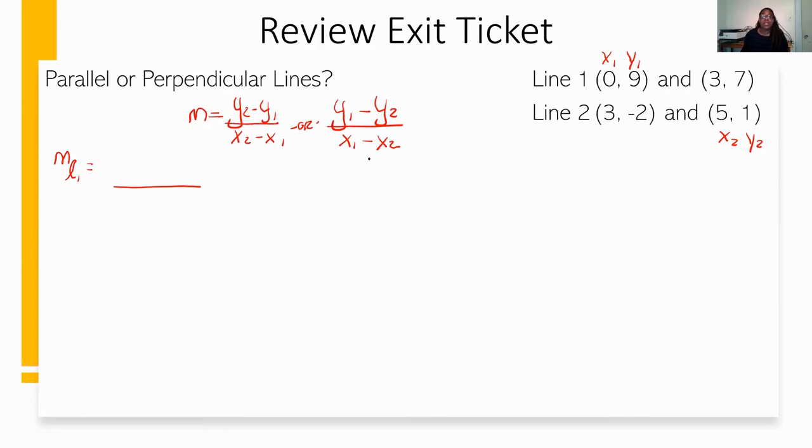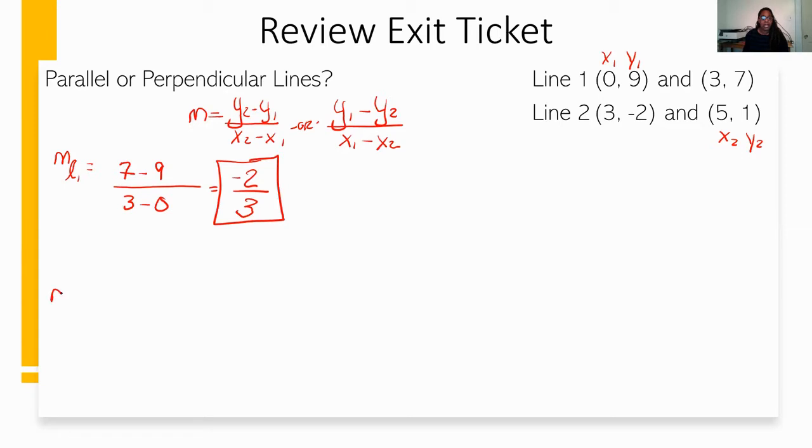It doesn't matter which formula we use, you're going to get the same answer. I'm just going to use the first one to keep it kosher. My y2 is 7, my y1 is 9, my x2 is 3, and my x sub 1 is 0. So we have 7 minus 9, which gives me -2, and 3 minus 0, which gives me 3. Since 2 over 3 doesn't get reduced, because the only thing they have in common is 1, my slope is -2/3.